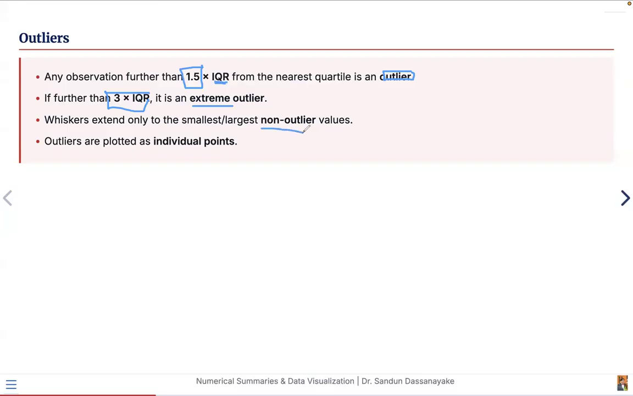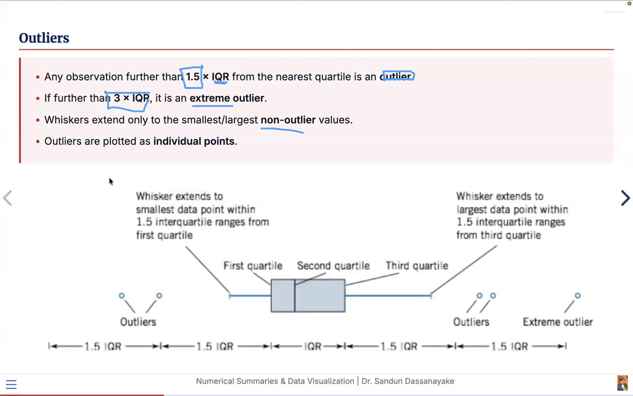So even though in the previous case, we have drawn the whiskers to the smallest and the largest values, those two vertical lines, when you are doing it professionally, we first calculate the outliers and then draw the whiskers accordingly for the non-outlier values. Outliers are plotted as individual points. So you might see an example here.